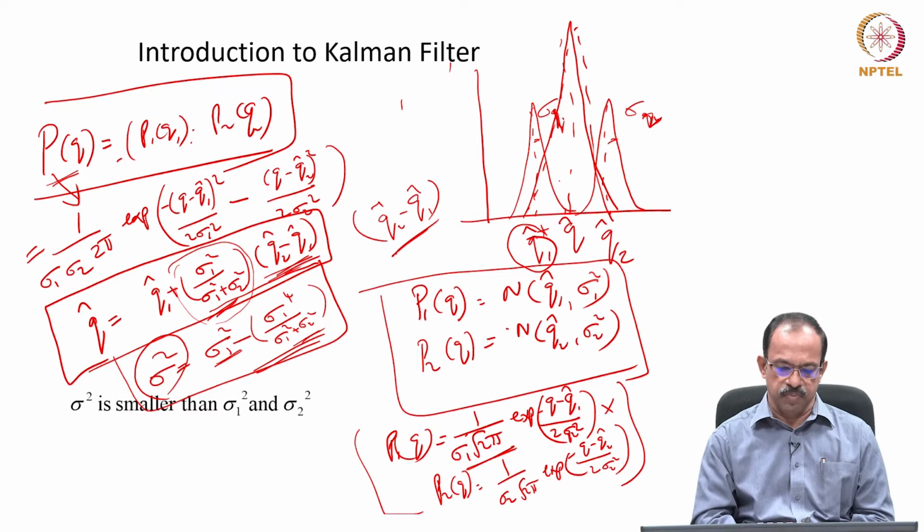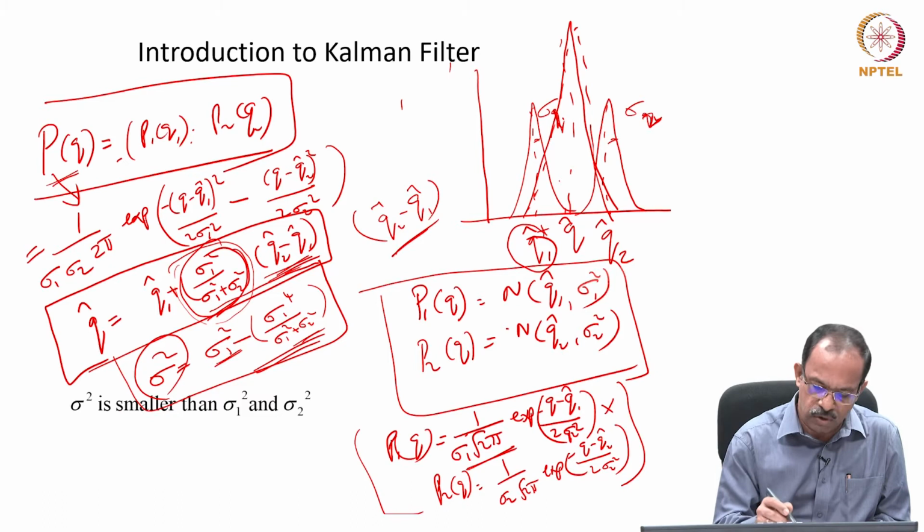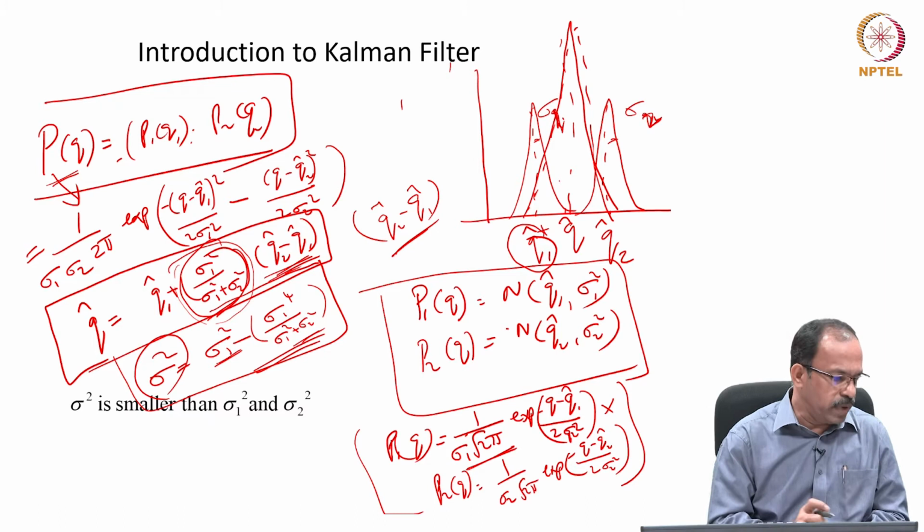And this factor is known as the Kalman gain. So we call sigma 1 square over sigma 1 square plus sigma 2 square the Kalman gain. So, this is basically the Kalman gain.